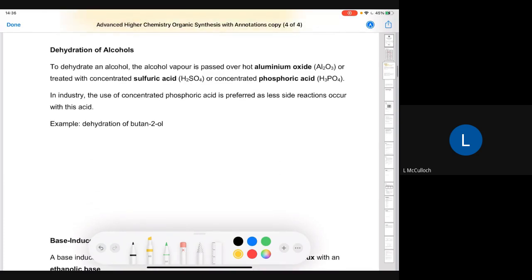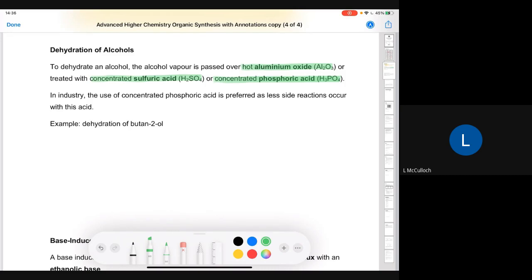The first method we've got is dehydration of alcohols. To dehydrate an alcohol, the alcohol vapor is passed over hot aluminium oxide or treated with concentrated sulfuric acid or concentrated phosphoric acid.